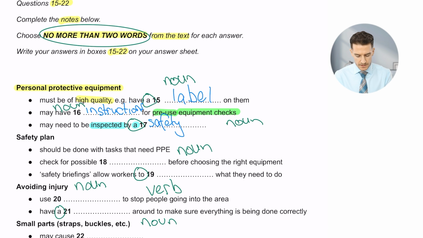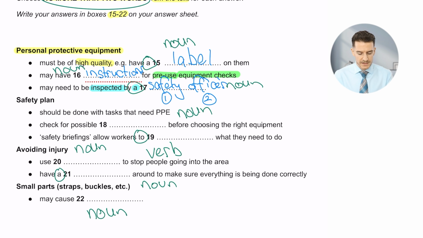Safety officer. And remember, always think about the instructions. What do the instructions say? No more than 2 words. Well, we're following the instructions there. Safety is 1 and officer is 2. So that is fine. And again, always just quickly check. May need to be inspected by a safety officer. That looks fine. That looks correct. And it's got correct grammar. So let's move on to the next bit now, which is safety plan. I just remember before we saw the 2 words, safety plan.